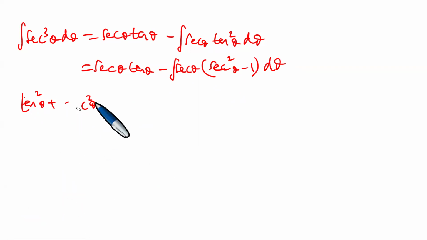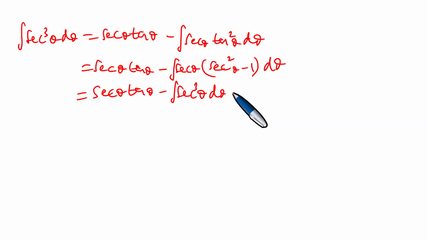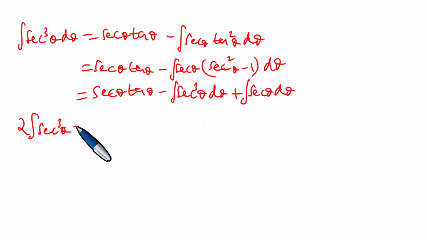We used the grade 11 high school property of the trigonometric functions, meaning here we have the secant of theta, the tangent of theta, minus the integral of the secant cubed theta d theta, plus the integral of the secant of theta d theta. Now we have the secant cubed on both sides, and if you add them, it becomes double the integral of the secant cubed theta d theta, which equals the secant of theta tangent of theta, plus the integral.